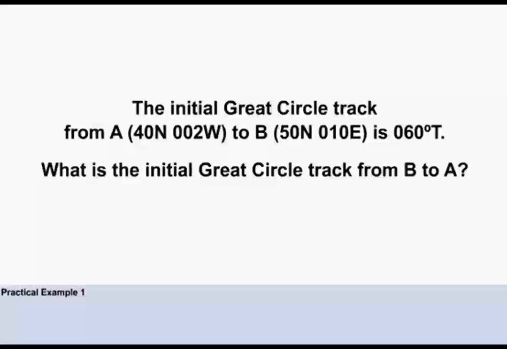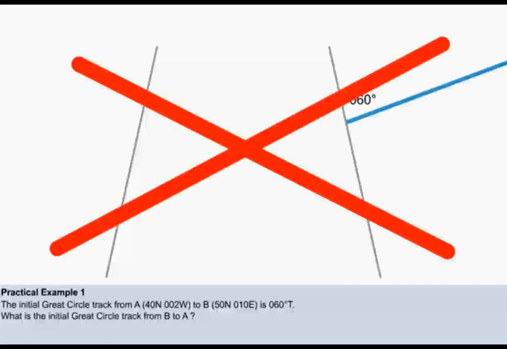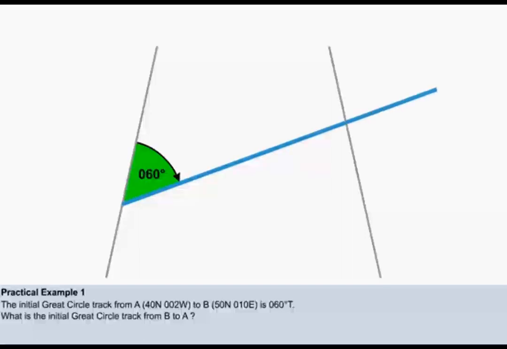We are in the northern hemisphere, so draw 2 meridians converging northwards like this. The initial great circle track from one of them is 060 degrees true, so make it the left-hand one, because if you draw it from the right, it goes off the diagram. So choose the other one. The track originates from A on 060. This means that the left-hand one must be A and the right-hand one B.